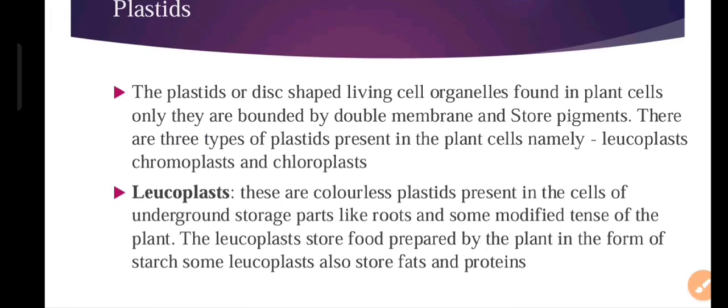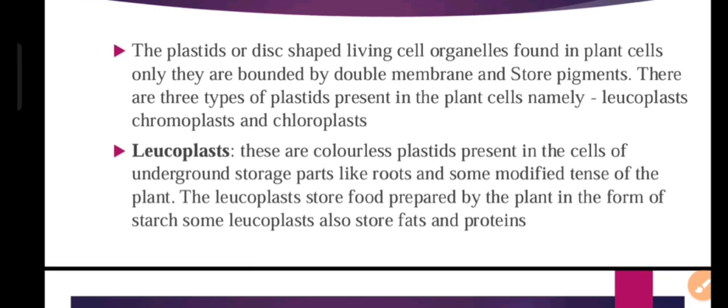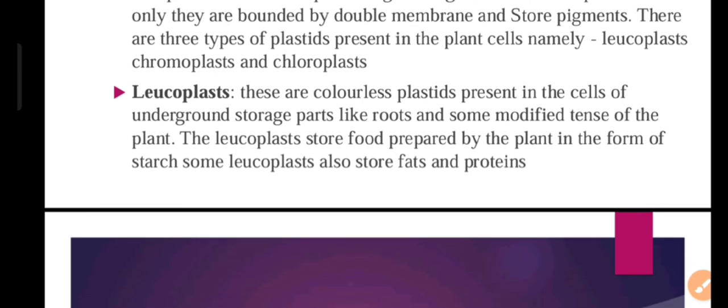And then coming to the plastids. Plastids are disc-shaped living cell organelles found in the plant cell. Only in plant cells can we notice plastids. They have a double-layer membrane. They store pigment. Pigment means coloration. There are three types of plastids present in the plant cell: leucoplast, chloroplast and chromoplast.